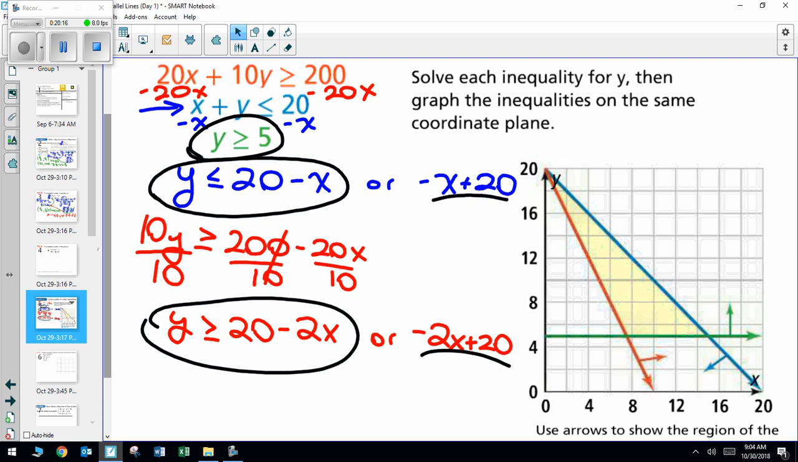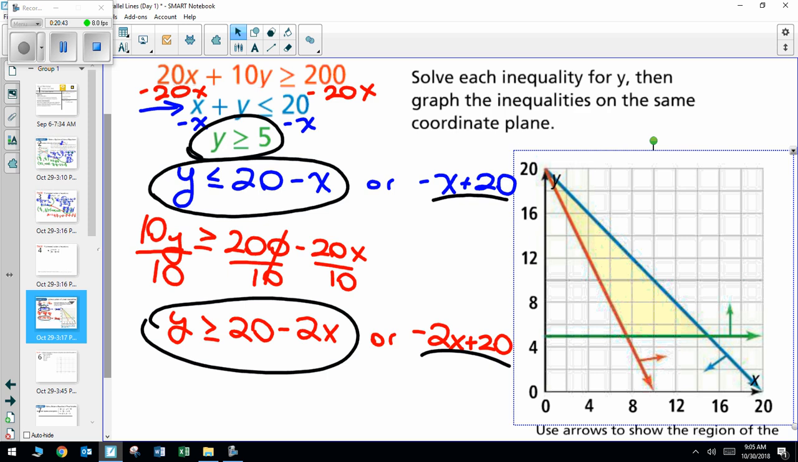If it's in this form, it's easier to see. What's your intercept? It's 20. So the number by itself in the equation of a line is your intercept. So on the y-axis, I have a point here at 20. And then its slope is a coefficient of -1. So I'm going down 1 to the right 1 to plot that line.